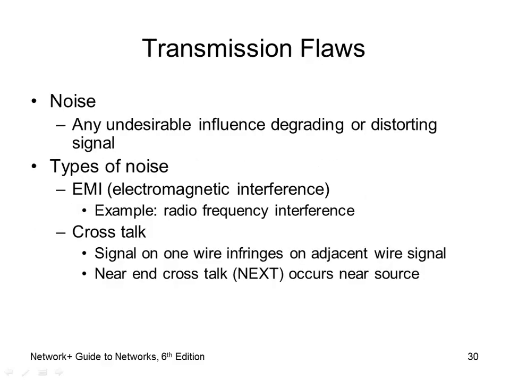Noise is what happens when the signal gets garbled because some sort of interference takes place. And the majority of noise in an Ethernet network is EMI. And EMI means electromagnetic interference.